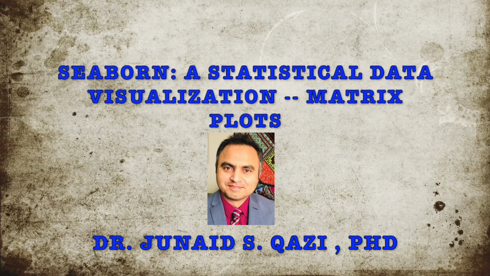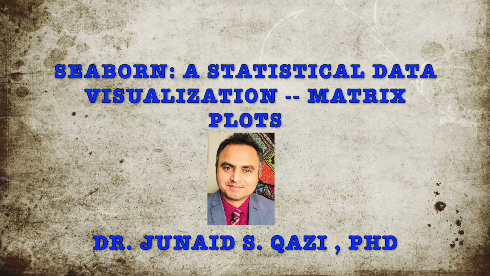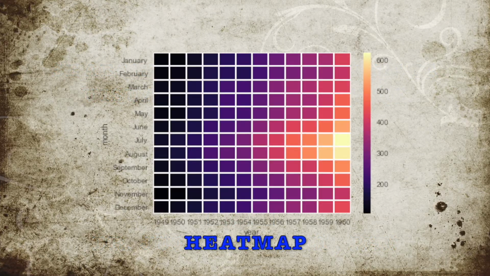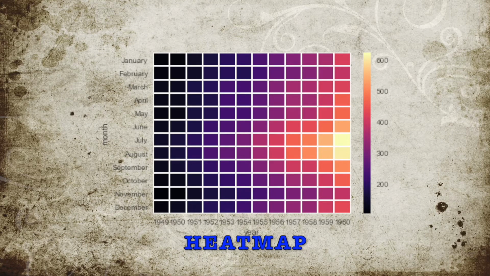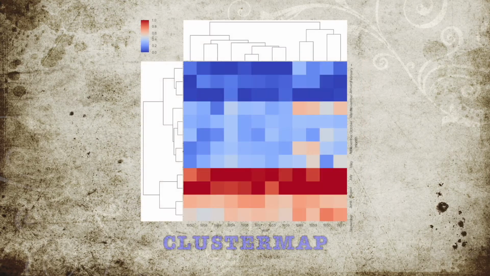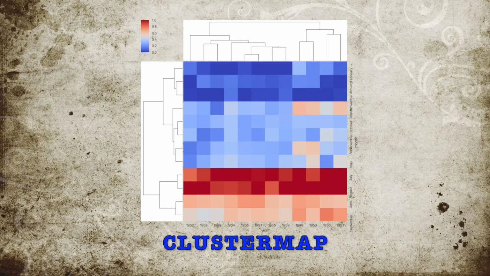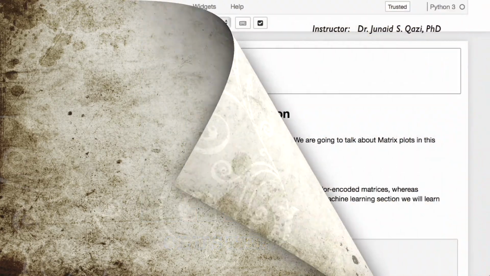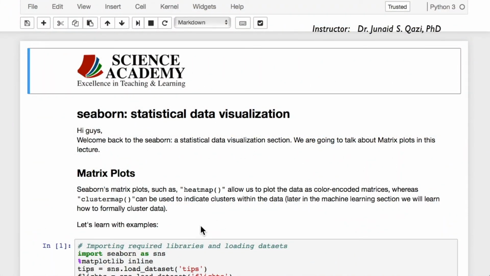We are going to talk about matrix plots in this lecture. Seaborn's matrix plots, such as heat map, allow us to plot the data as color-encoded matrices, whereas cluster map can be used to indicate clusters within the data. In this lecture, we are going to see how the heat map and cluster map look. Later in the machine learning section, we will learn how to formally cluster the data. Let's learn with an example and start with the Jupyter notebook.